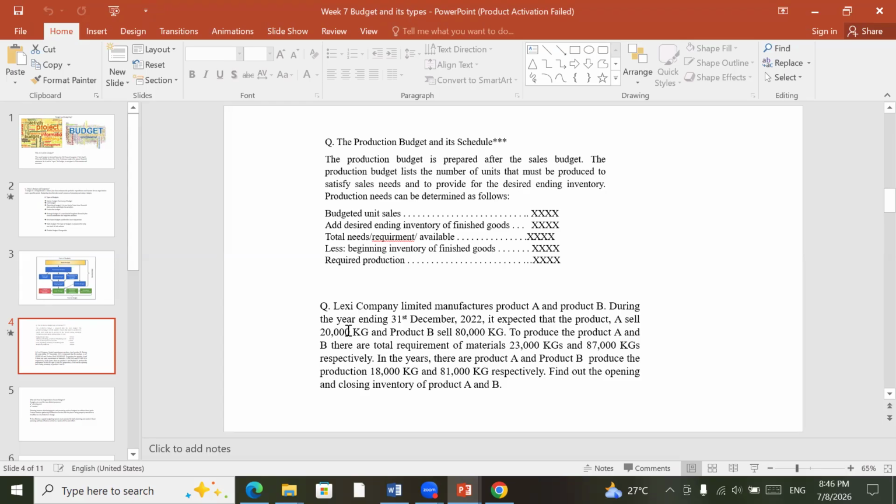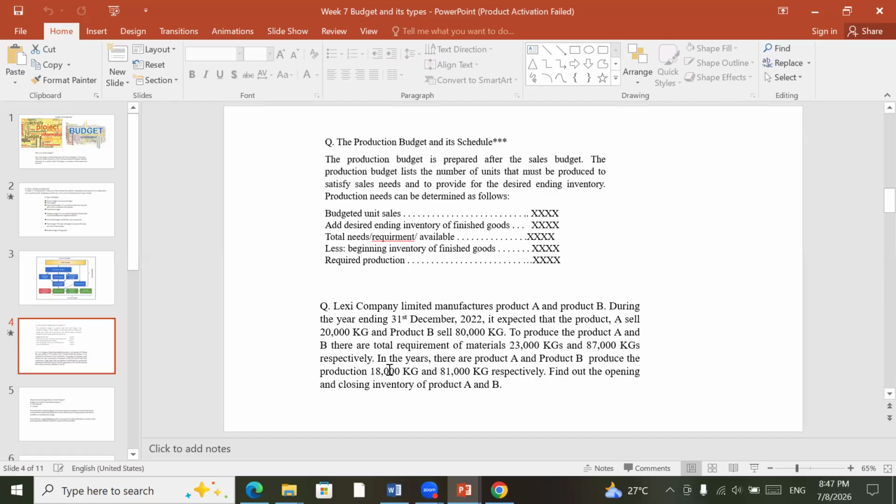The production budget, that is simple. You just follow this formula and try to ready this statement by a production budget. Lexi Company Limited manufactures product A and product B during the year ending 31st December 2022. It is expected that product A sells 20,000 kgs and product B sells 80,000 kgs. To produce product A and B, there is a total requirement of material of 23,000 kg for A and 87,000 kg for B, respectively.